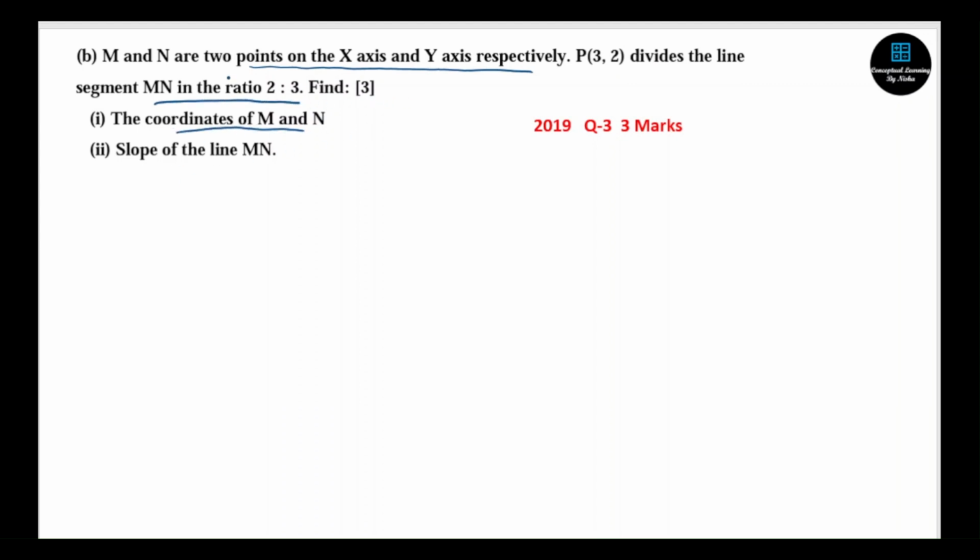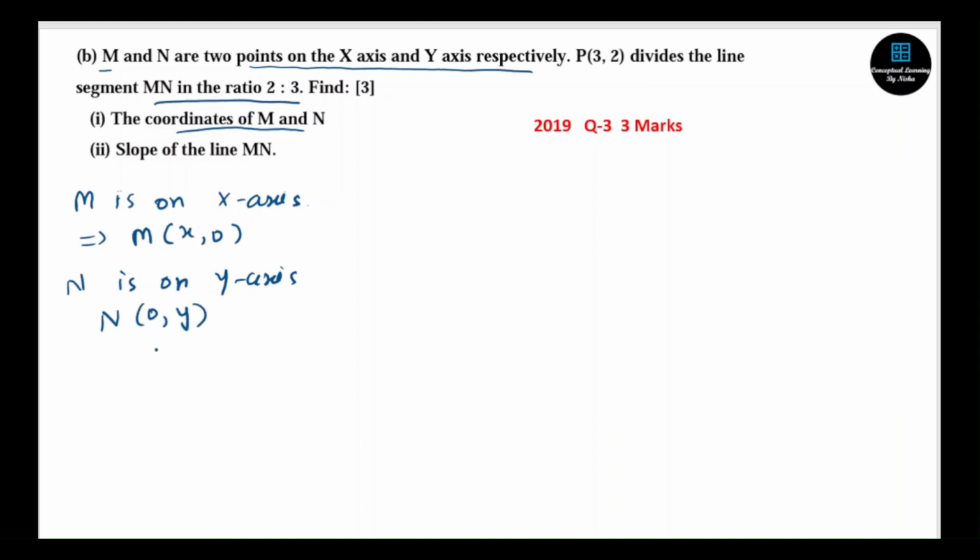M and N. So see, M is on which axis? X-axis. So M is on the x-axis. Therefore, the coordinates are, so M is written as x, 0, right? Okay. N is on the y-axis. So the coordinates of N are 0, y. Very important thing. Okay. The ratio is given, m to n, which is equal to 2:3.